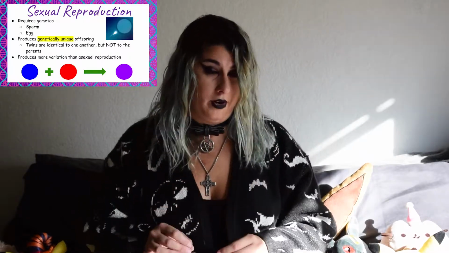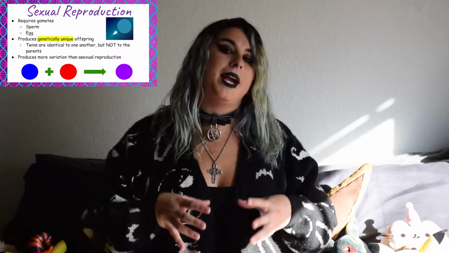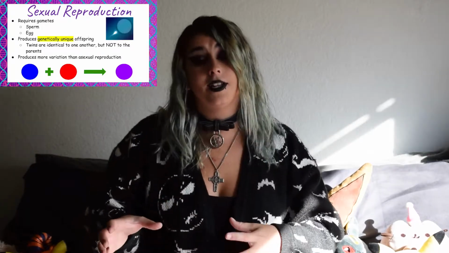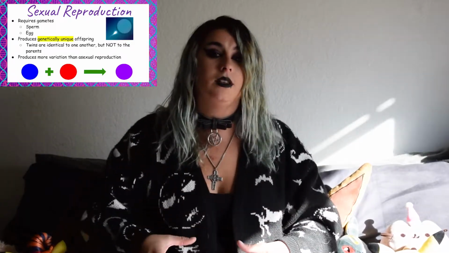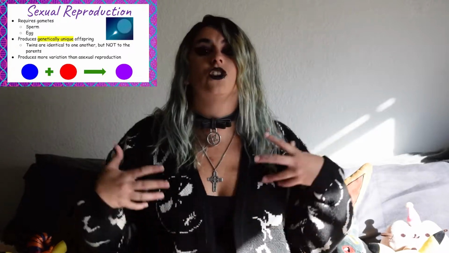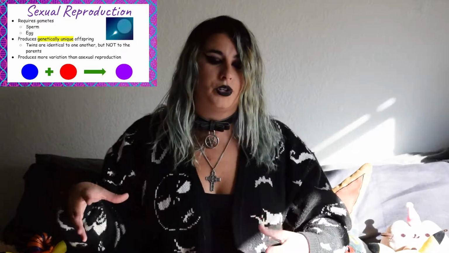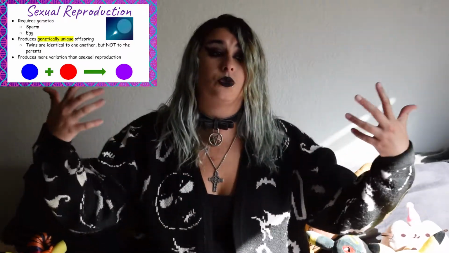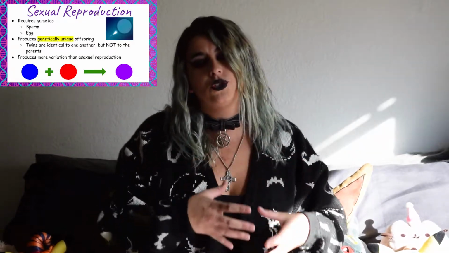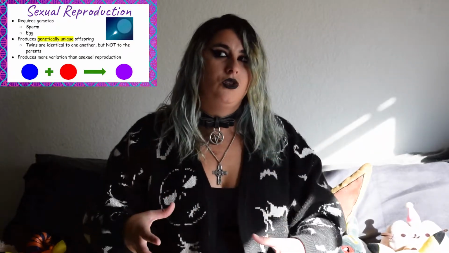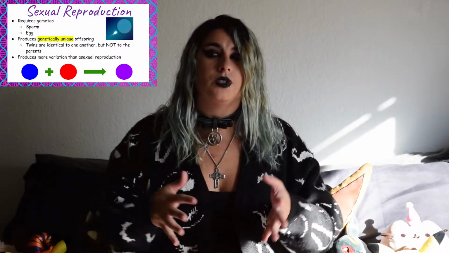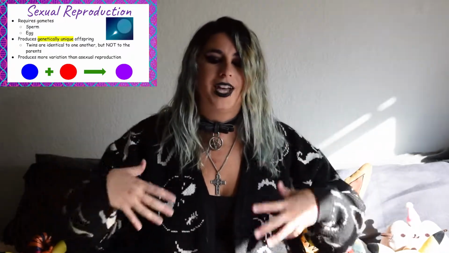But the point here is that they are not identical to the parents. Even though twins may be identical to each other, they are not identical to the parents. They are still genetically unique from that generation one. And so sexual reproduction does in general produce more variation than asexual reproduction. So in general, organisms with the ability to reproduce sexually do have an advantage over those that reproduce asexually because of that genetic variation within the populations.